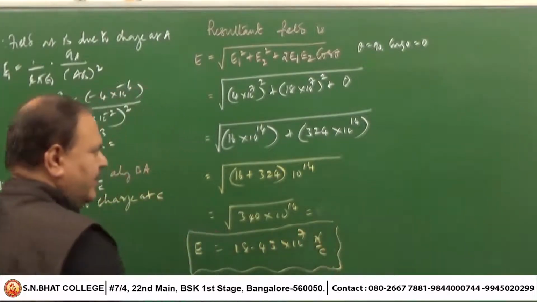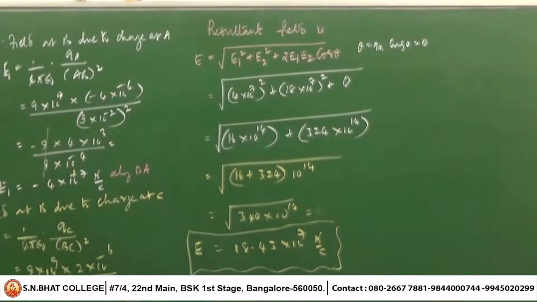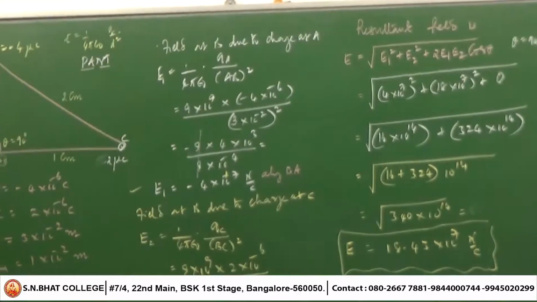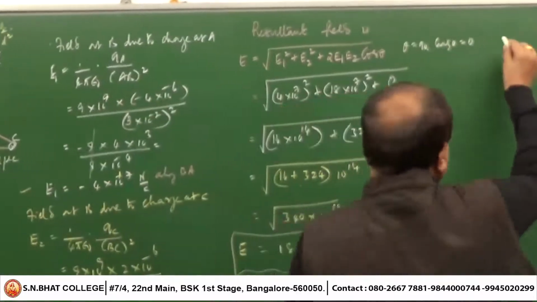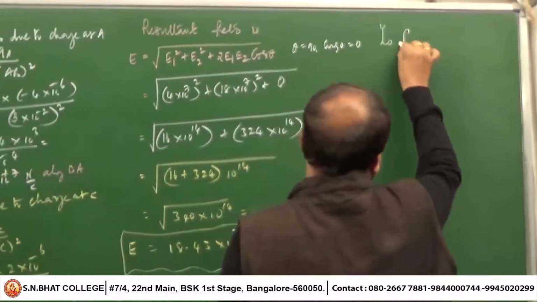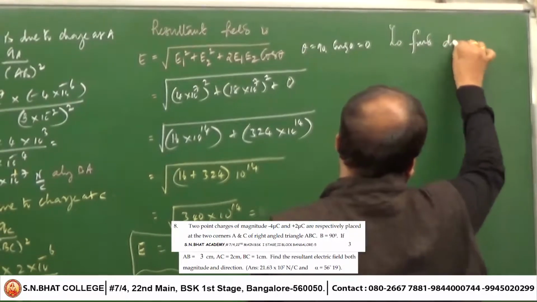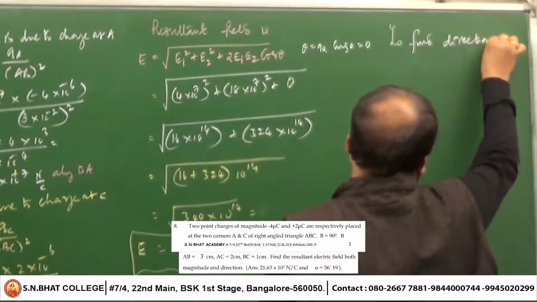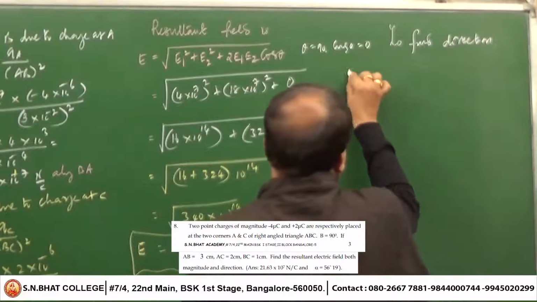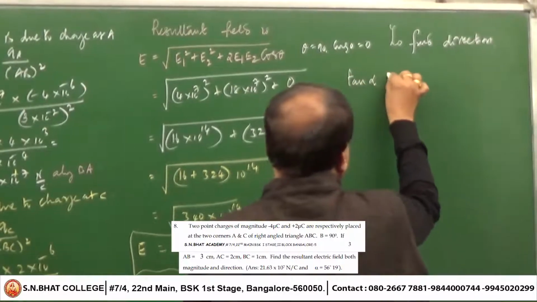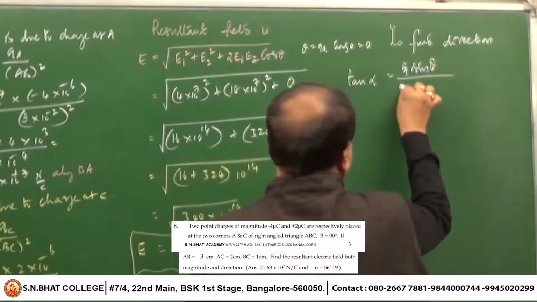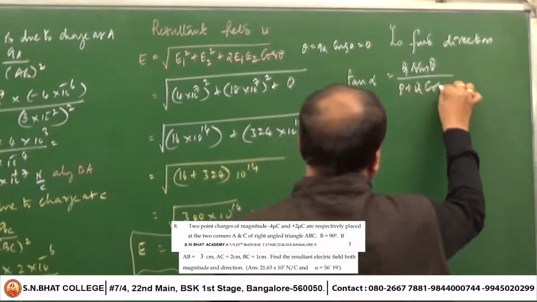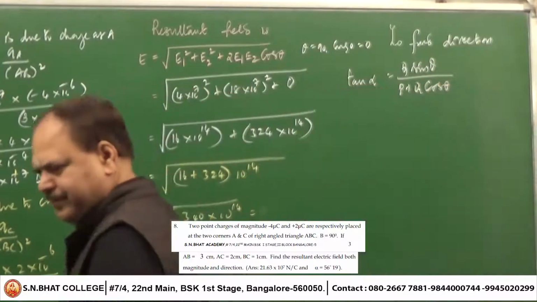Can you follow this? Now you want to calculate the direction. What is the formula to calculate the direction? Remember, to find the direction, your formula is tan alpha is equal to q sin theta divided by p plus q cos theta. It is the first year PUC formula.